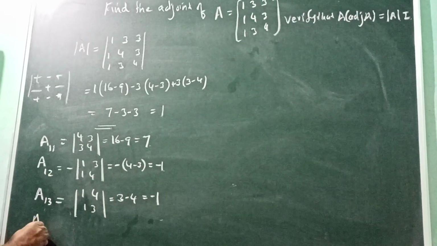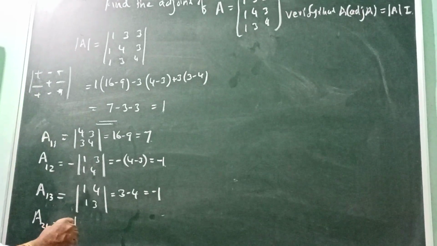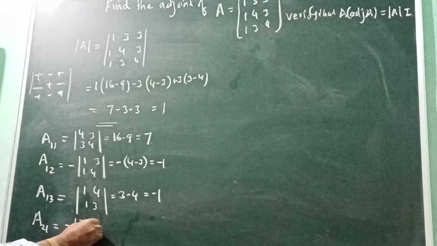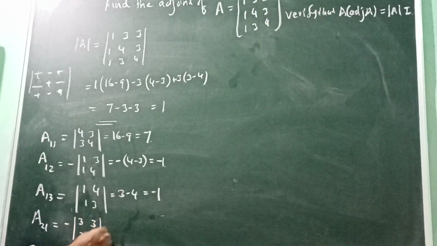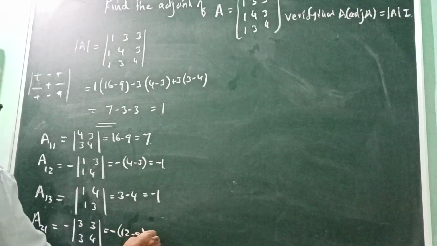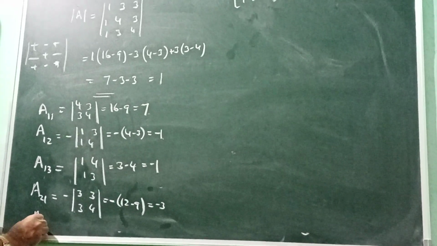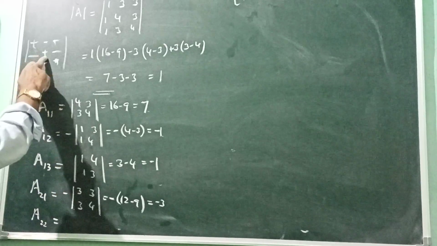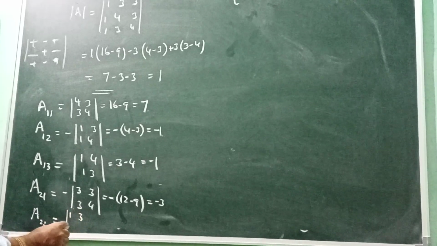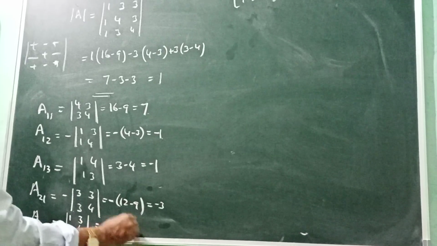Now A second row first column, sign is here it is minus, delete the row, delete the column, this is here it is 3 3, it is 3 4, so that will be minus, it is 12 minus 9, that is equal to minus 3. Now A second row second column, sign is here plus, delete the column, delete the row 1 3, it is 1 4, that is equal to 4 minus 3, that is equal to 1.